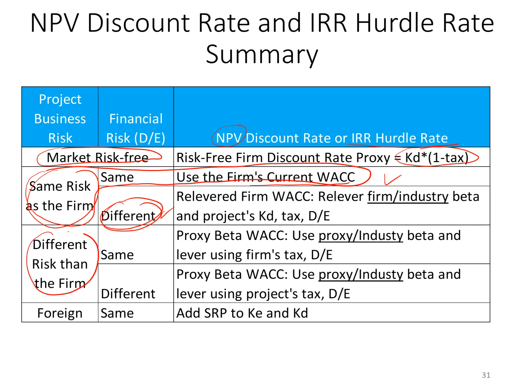Now if you're in a different industry, like Walmart and banking, but you have the same D/E ratio, same financial risk, just use a proxy industry beta and lever it based on the project's D/E ratio. In this case, it's the same as the firm. Or if it has a different D/E ratio than the firm, just use the project's D/E ratio. And if it's a foreign project, one simple, crude thing to do is just add a sovereign risk premium to KE and KD and recalculate WACC.